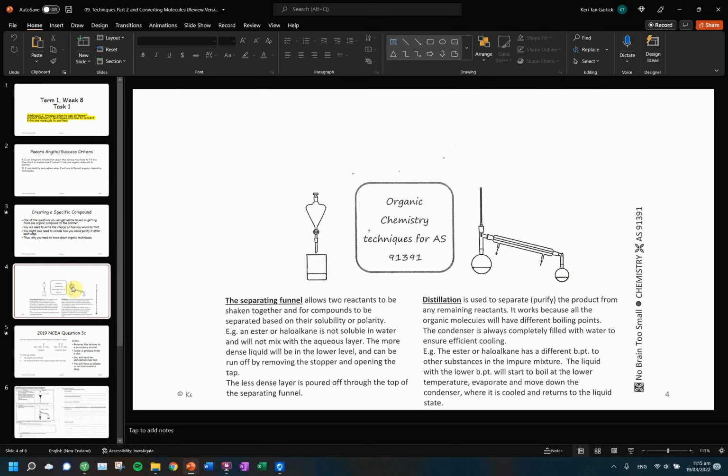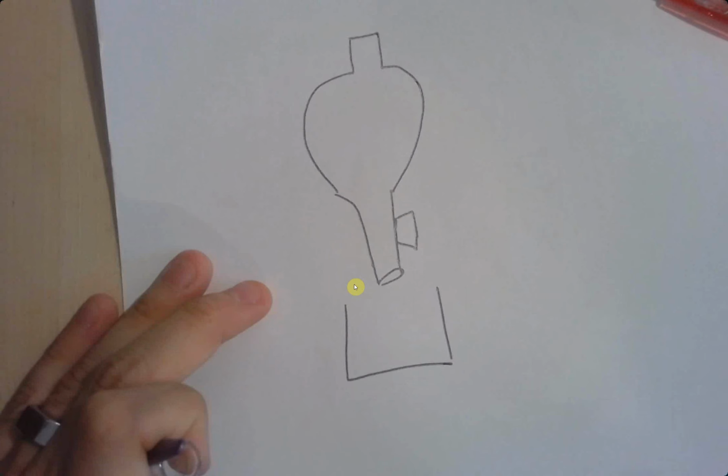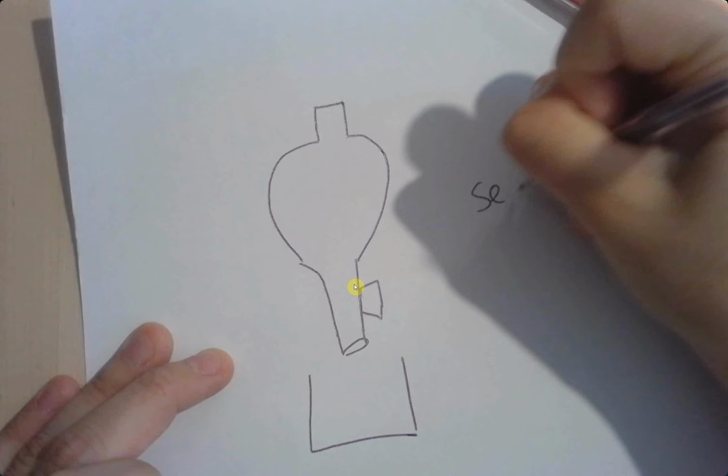Cool. All right. So when you see a separating funnel, what you will notice is a little bell-shaped kind of flask with a little nozzle to control it. And I'm just going to draw it on a piece of paper real quick. And then a little funnel for collection. There we go. That's what I want. Go back to the document camera. All right. So that's what a separating funnel looks like. I'll write separating funnel.